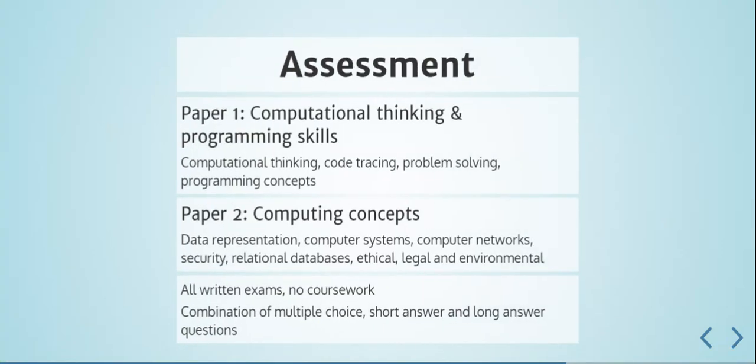The course is going to be assessed by 2 papers. It's all written exams. There is no coursework. So paper 1 is all about the computational thinking and programming skills, which is the first 2 aspects I talked about, the algorithms and then the programming and debugging programs. So that's the first paper. The second paper is all the rest of the course, which is more about how computers do things and how networks are connected and that sort of thing. So just to repeat, the first paper is all about programming, really, and the second paper is all about the computers and the networks.